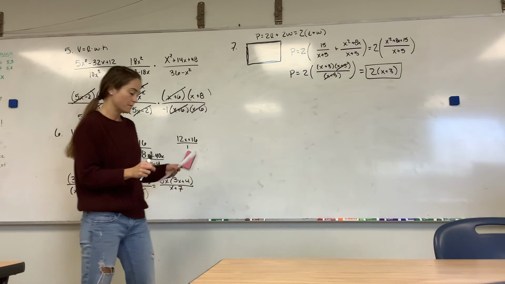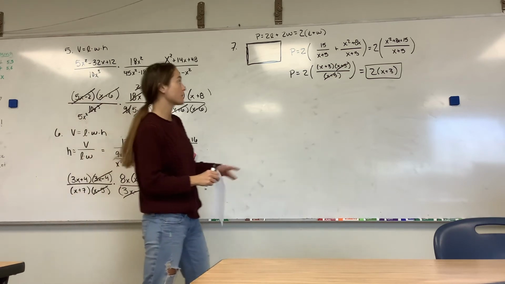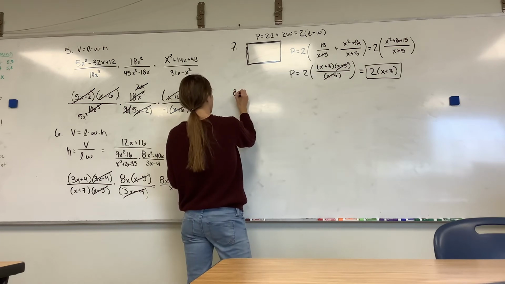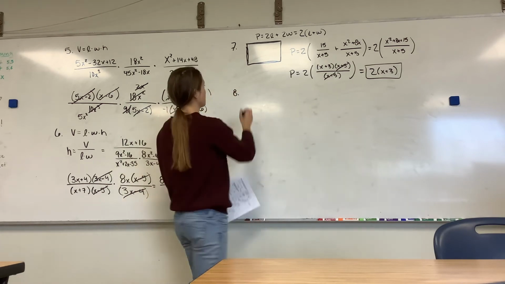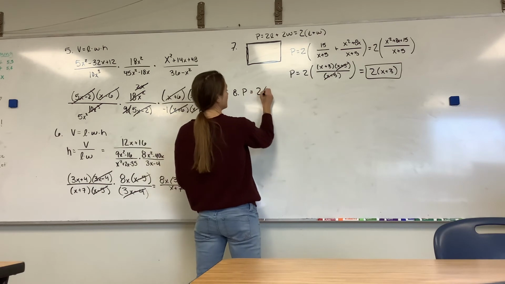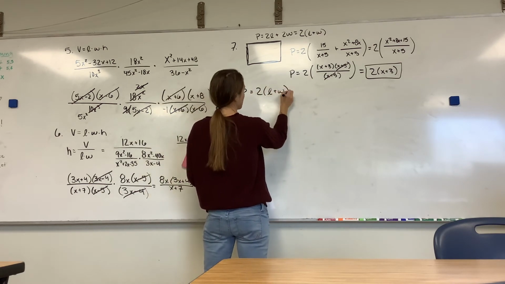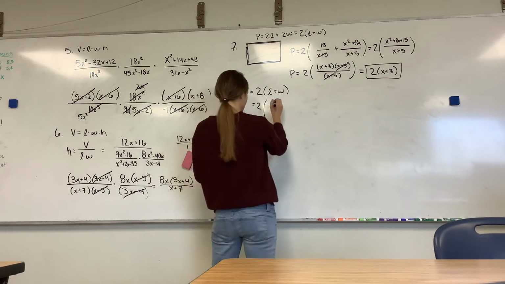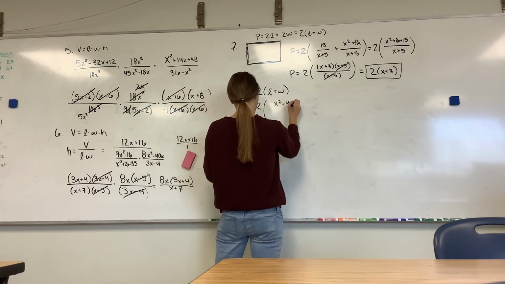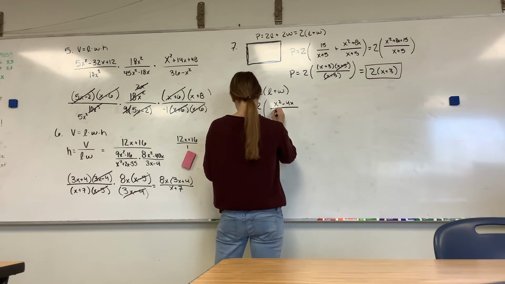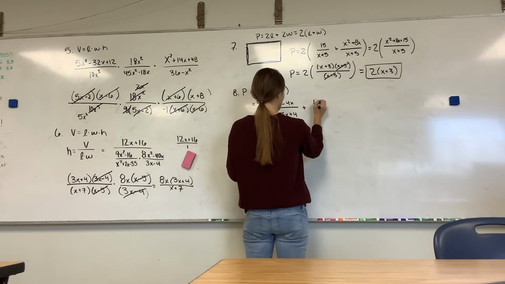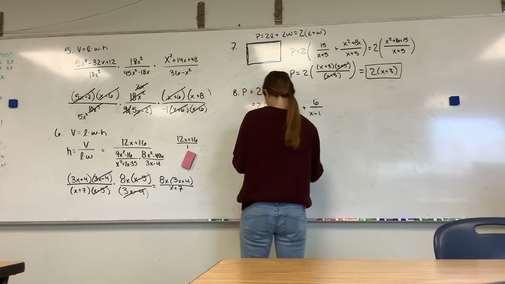For the next perimeter problem, it's the same thing except I have not given you a common denominator. So you have to find that first. The equation is still the same though. Perimeter is equal to 2 times the length plus width. So we get 2 times, then my length is x squared minus 4x all over x squared minus 5x plus 4 plus 6 over x minus 1.